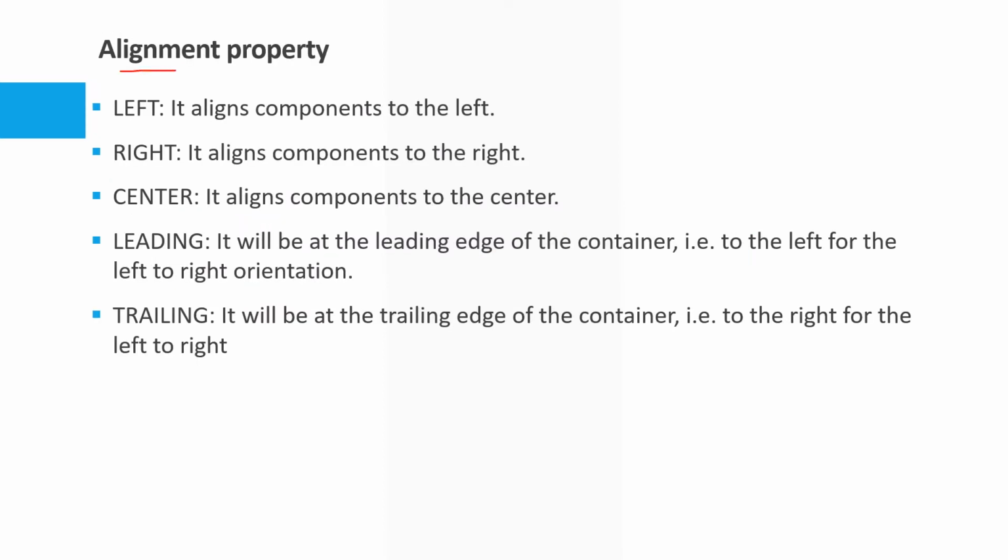Now the alignment properties for flow layout. First one is left, which aligns components to the left. Then right, which aligns components to the right. And center, which aligns components to the center. Leading will be at the leading edge of the container, to the left for left-to-right orientations. And trailing will be at the trailing edge of the container.